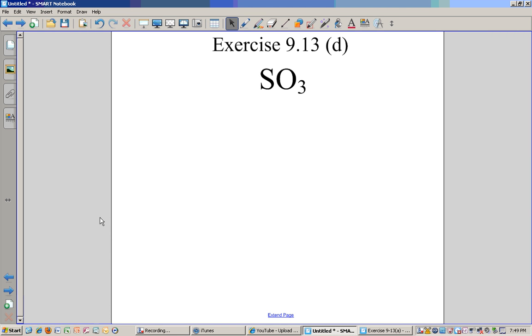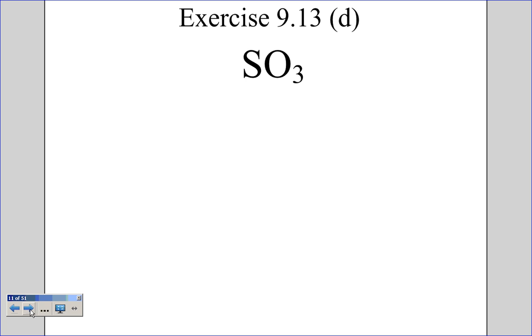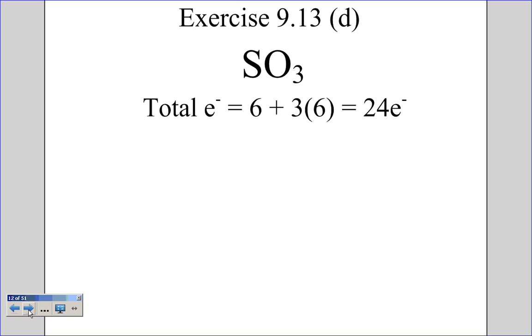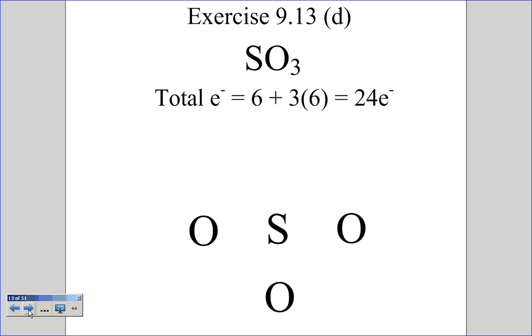Exercise 9.13D gets us back to some of the more typical molecular shapes that we can encounter. This is SO3. Total electrons: 6 from the sulfur, 6 from each oxygen, but there are 3 oxygens, so it's 3 times 6. So we have a total of 24 electrons. As always, I put the first element in the center and put the other ones around it. So sulfur in the middle, 3 oxygens around it.